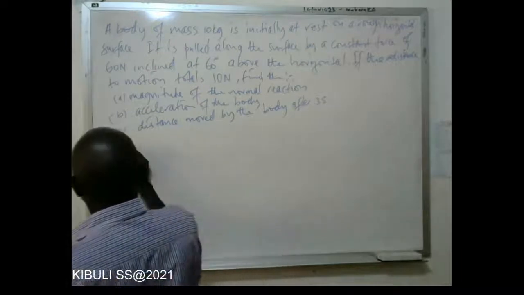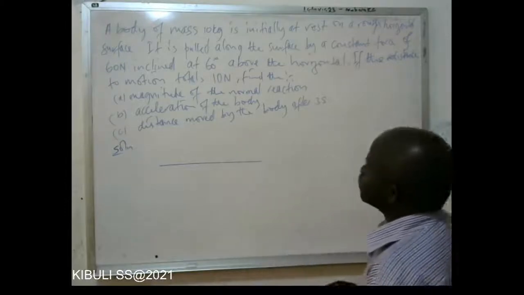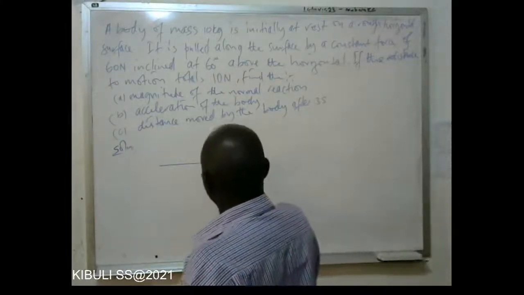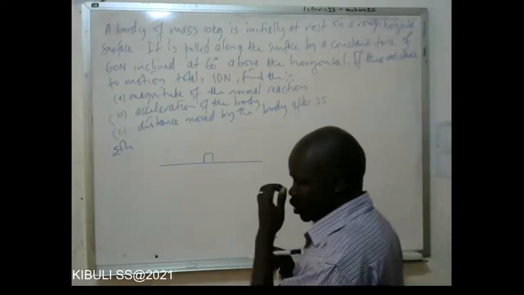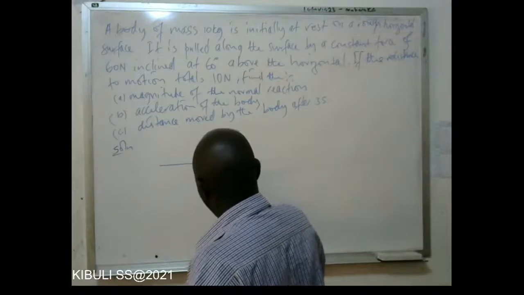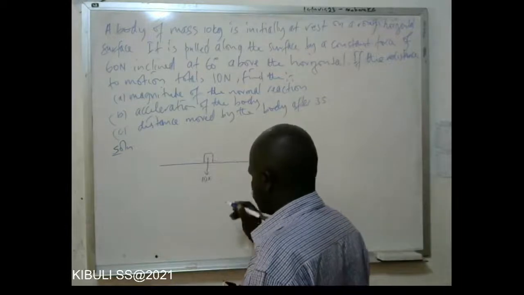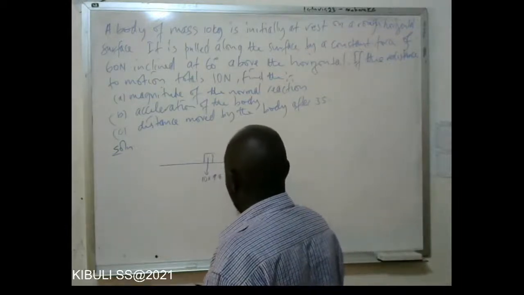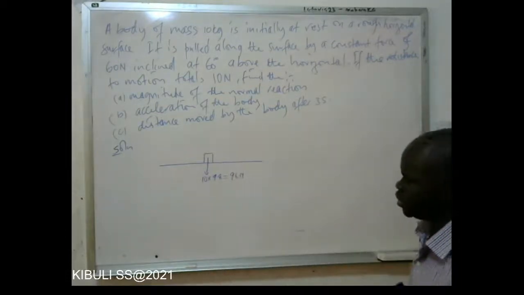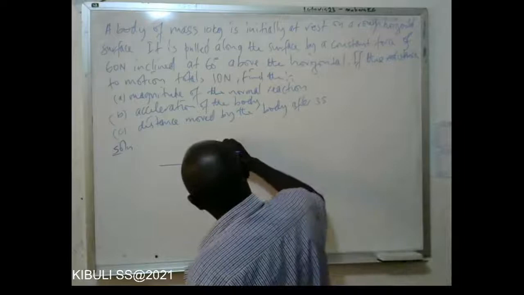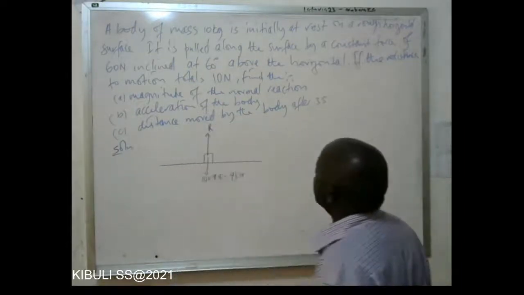So in the working, let's say this is the horizontal surface. So this body of mass 10 kilograms, let's say this is the body. Its weight is going to be given by the mass, which is 10, times the acceleration due to gravity, which is 9.8. So this is 98 Newton. The weight of the body is 98 Newton. The normal reaction will be acting vertically upwards. So this is the normal reaction.